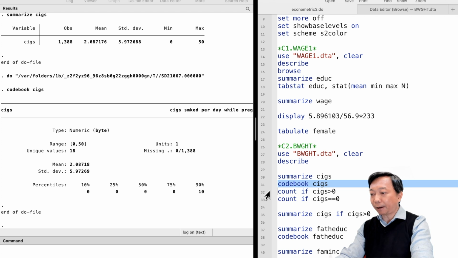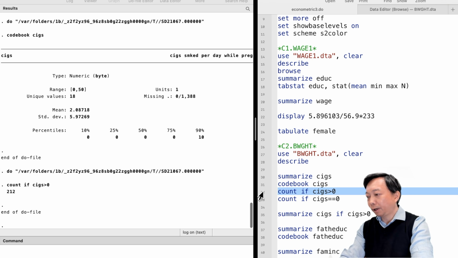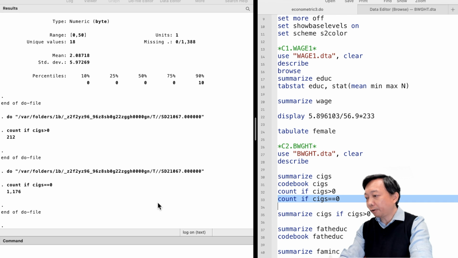To know the exact number, we can try the command count if cigarettes is greater than 0. 212 out of the 1,388 women reported smoking during pregnancy. We can find the number of women who did not smoke by typing count if cigarettes is equal to 0.